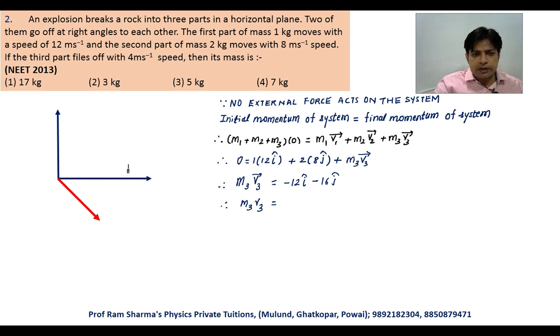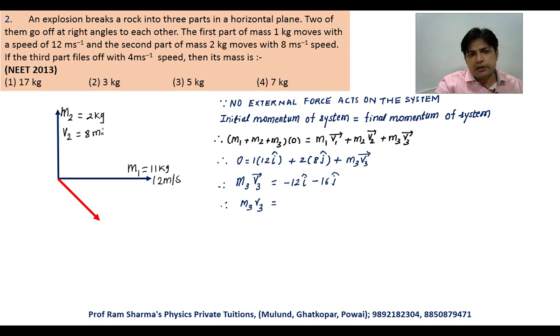This is how mass m1 has gone in the positive x-axis, and we know the speed is 12 meter per second, and the value of the mass is 1 kg, right? And let me say that this is the second mass, m2, equal to 2 kg, and its velocity is given to us as 8 meter per second, right?